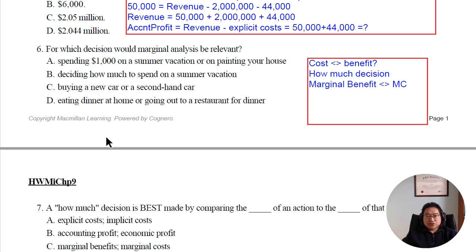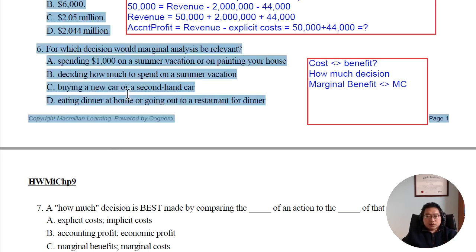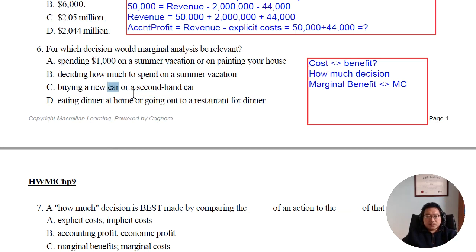D. Eating dinner at home or going out to a restaurant for dinner. Again, two choices. Pick one that gives you higher net benefit, right? Compare the total benefit to the total cost. Which one gives you the higher net benefit? Make that choice. So there's an or here, or in C, new car or used car, summer vacation or painting your house. Three ors, right? Either-or.